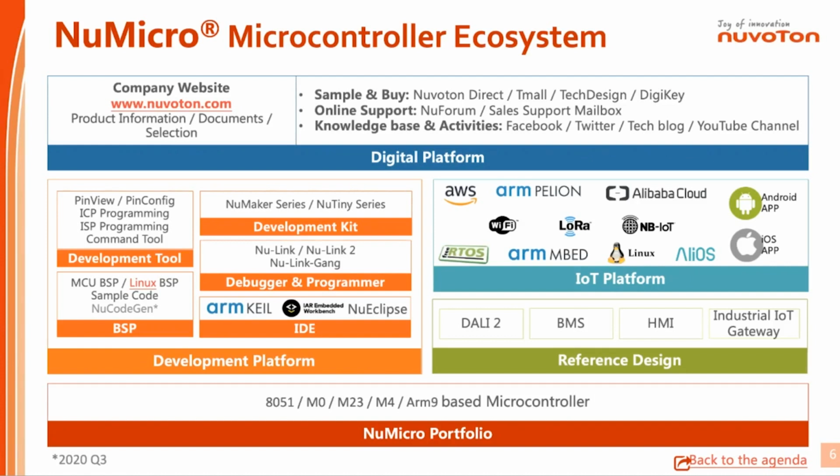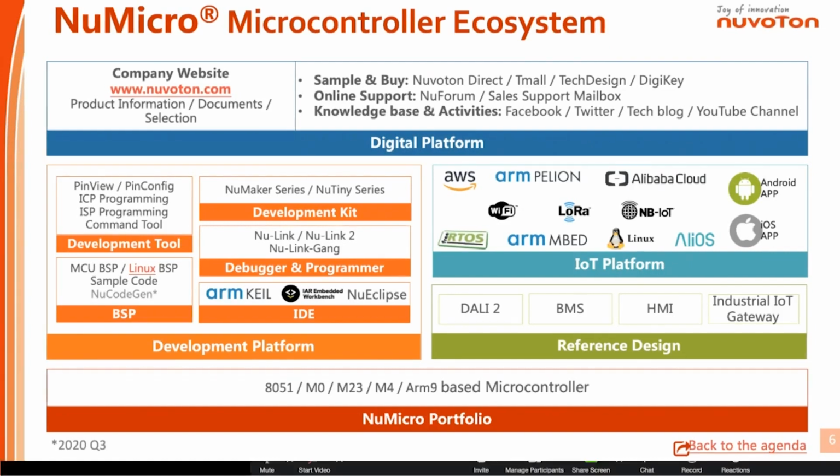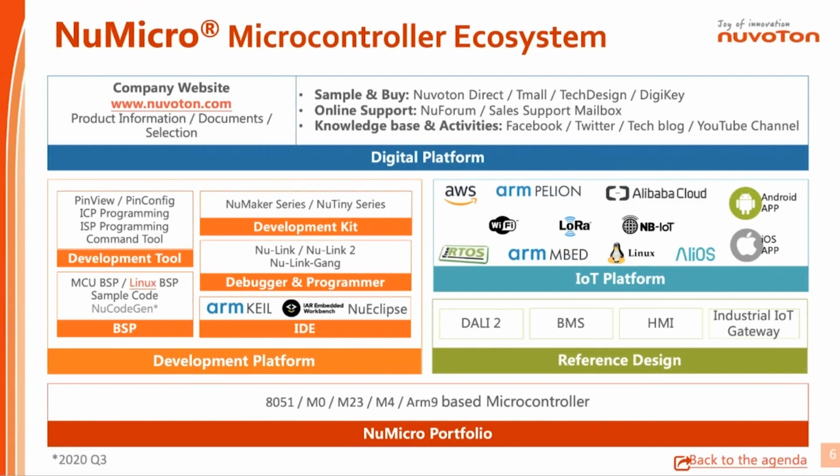All of these shown on the slide are integrated on the www.nuvoton.com digital platform. You can go through this web platform to find the right product, development materials and environment, and technical support. Finally, if you need samples and development kits, you can order them online through Nuvoton Direct, Tmall, Tech Design, and DigiKey to have them immediately.